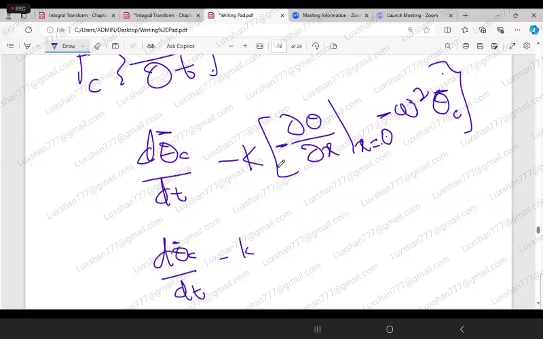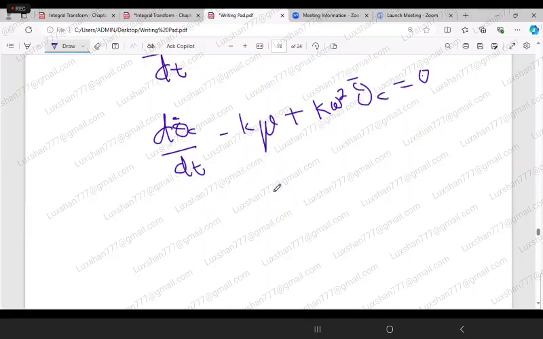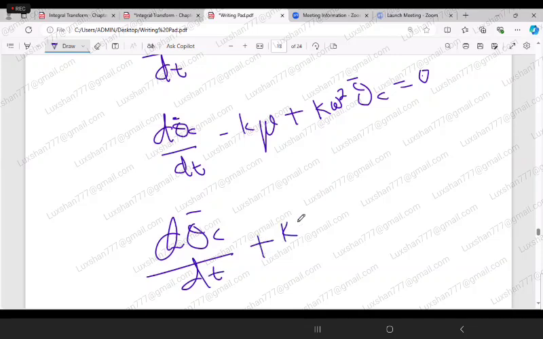Therefore, minus into minus is plus. I will get minus kμ. And minus into this one, I will get plus kω²θ̄c equals 0. So I will get the equation like dθ̄c/dt plus kω²θ̄c is equal to kμ.